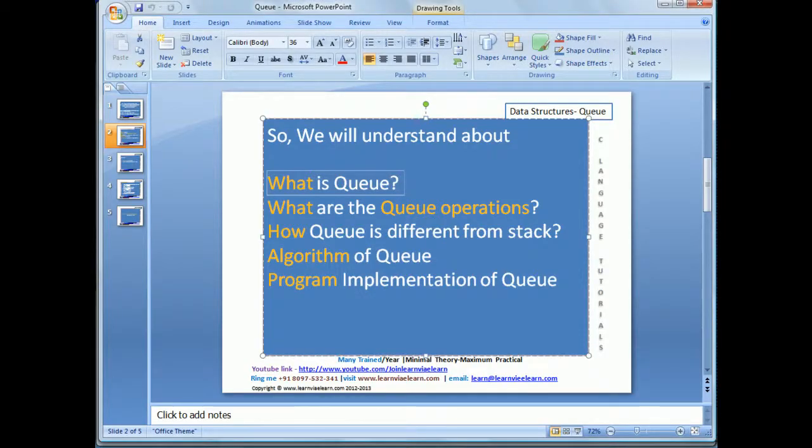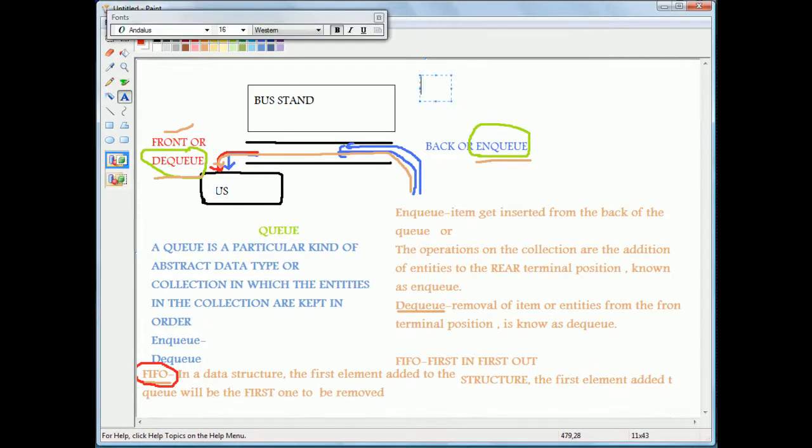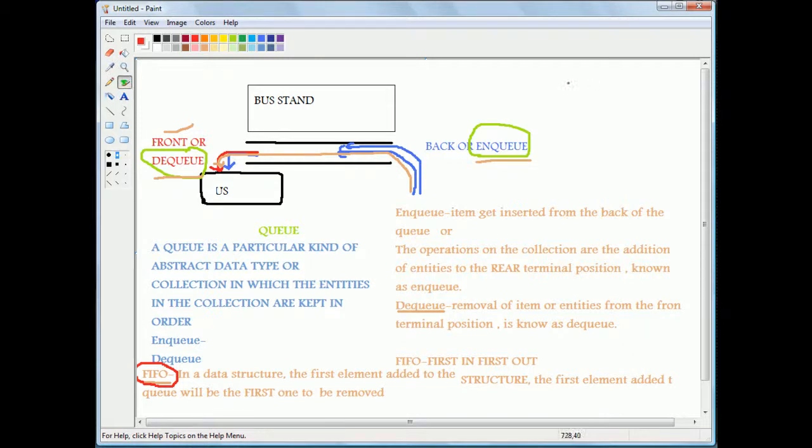Alright, so we are done with what is queue and what are the queue operations. Now see how queue is different from the stack, and then we will see the basic algorithm of the queue, and then we will implement the program of that particular algorithm that we have discussed. See the basic difference between the queue and a stack: queue follows FIFO and stack follows LIFO. Means in queue, as we have seen, we have FIFO. First in, the element which entered first must go out first. However, in stack we have LIFO, which is last in first out.